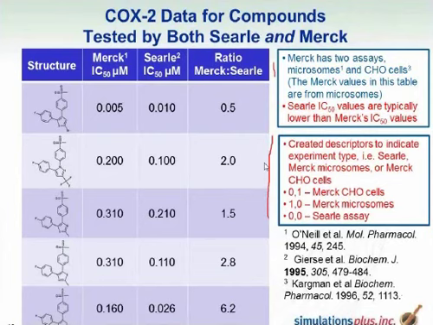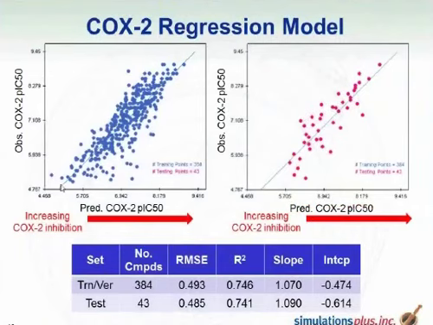On this slide, I show the observed COX-2 pIC50 versus the predicted pIC50 from the model. Over on the left is from the training set that contains 384 compounds. Over on the right is the graph for the test compounds, which were 43 compounds. And then the statistics for the regression model here.